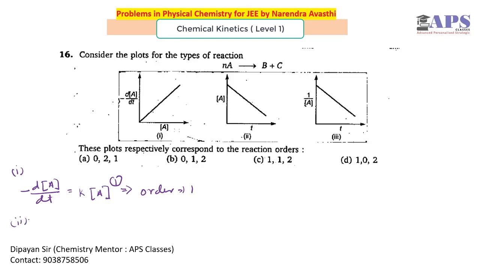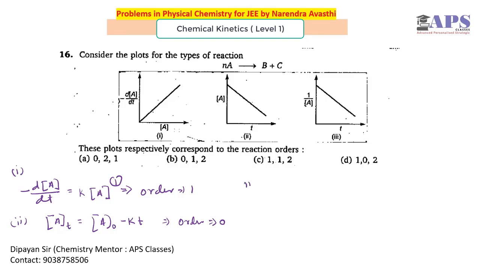For the second graph, this is a case of At equal to A0 minus kt graph, which indicates a zero order reaction. Order of the reaction is 0.